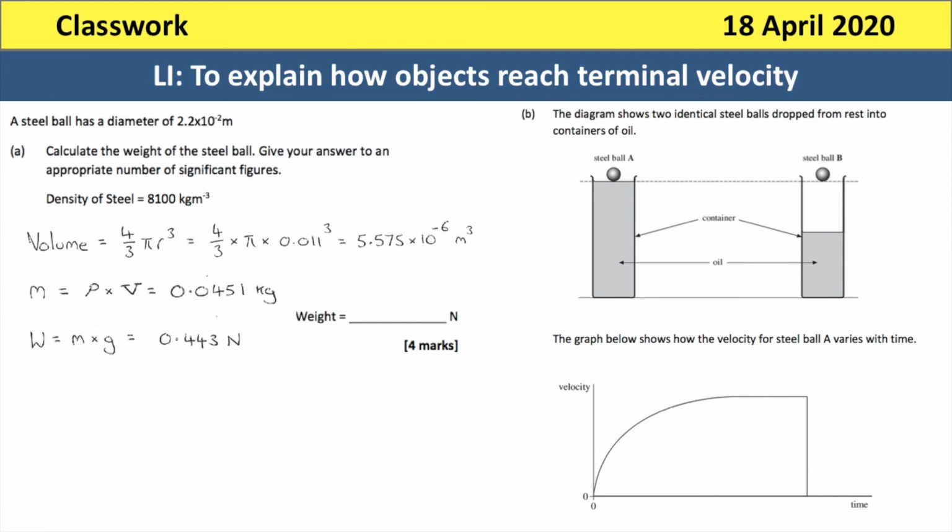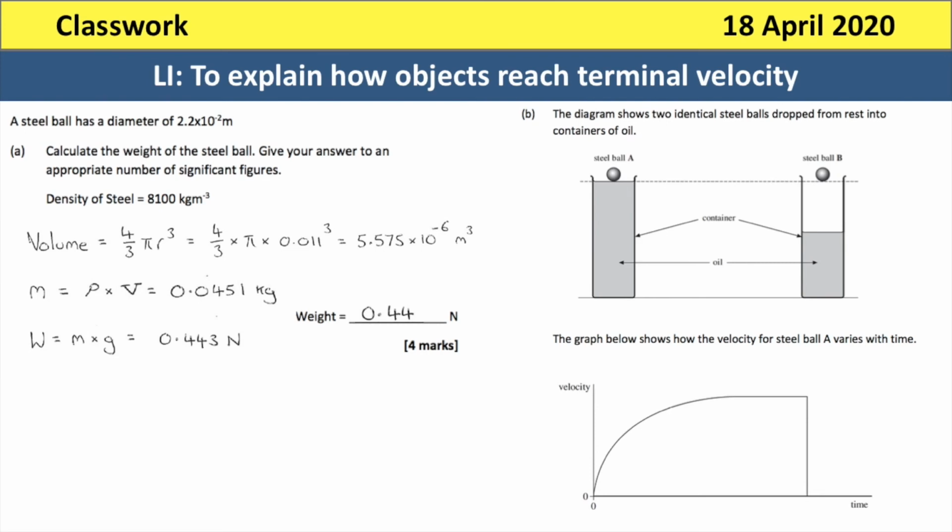However, that will not get us full marks because it says in the question that we need to give our answer to an appropriate number of significant figures. Now, all of the data in this question has been given to 2 significant figures because we were told that the diameter is 2.2 times 10 to the minus 2 and the density of steel was 8,100. So we give 0.443 to 2 significant figures, which is simply 0.44 newtons.